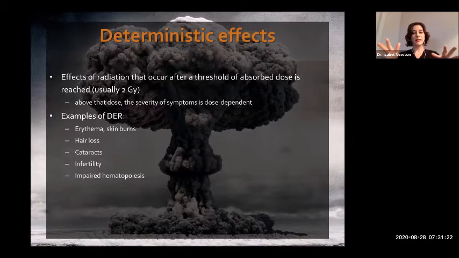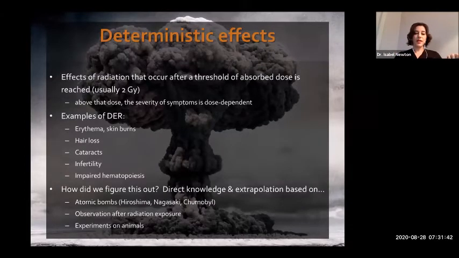Cataracts have classically been under the deterministic effects of radiation, but they're starting to be reclassified as a blended stochastic and deterministic effect, meaning you could have cataracts at very low doses below the known threshold, but there is a cumulative dose to the eye that results in cataracts. So how do we figure this out? We have the atomic bombs, observation after radiation exposure in these situations, patients who've received numerous exams, and then experiments on animals.